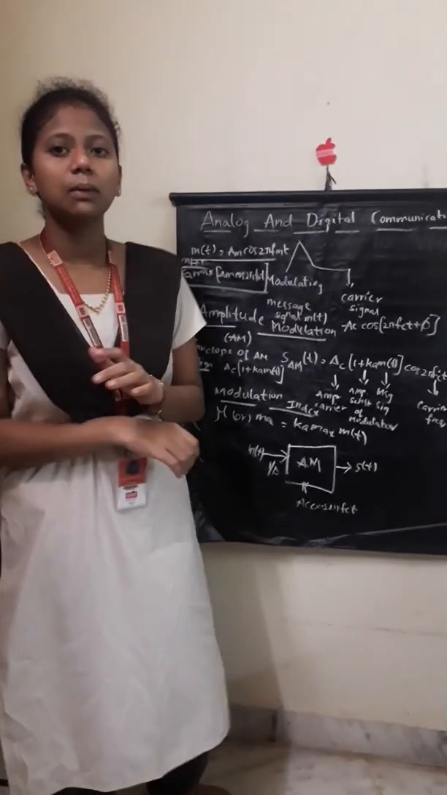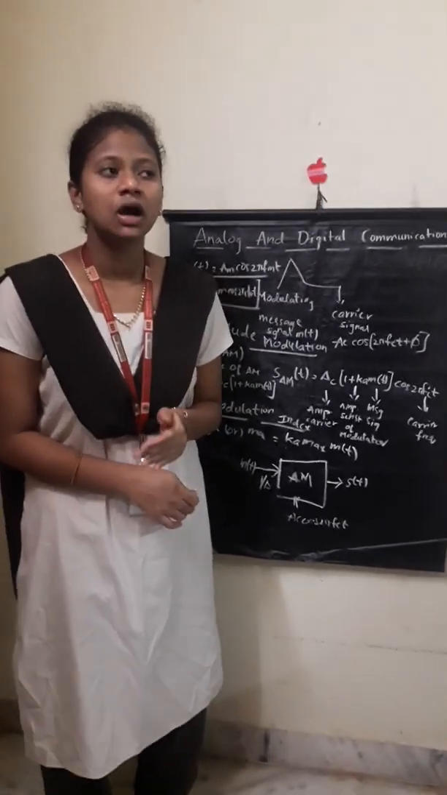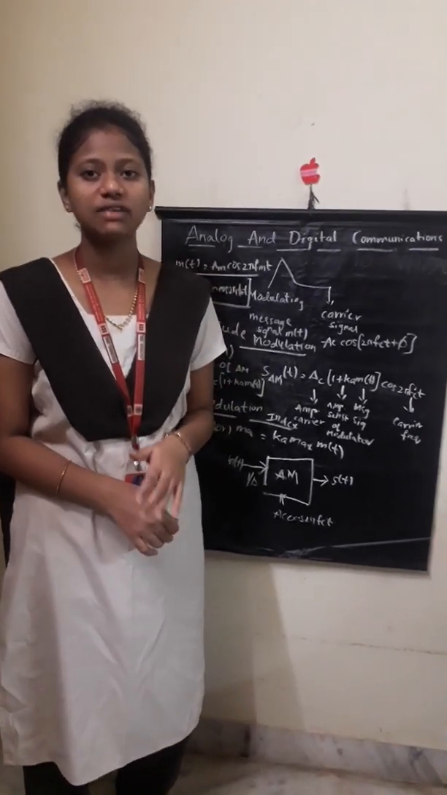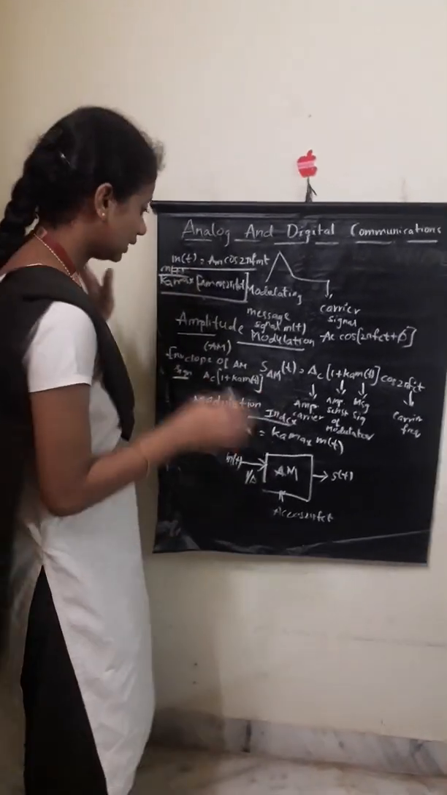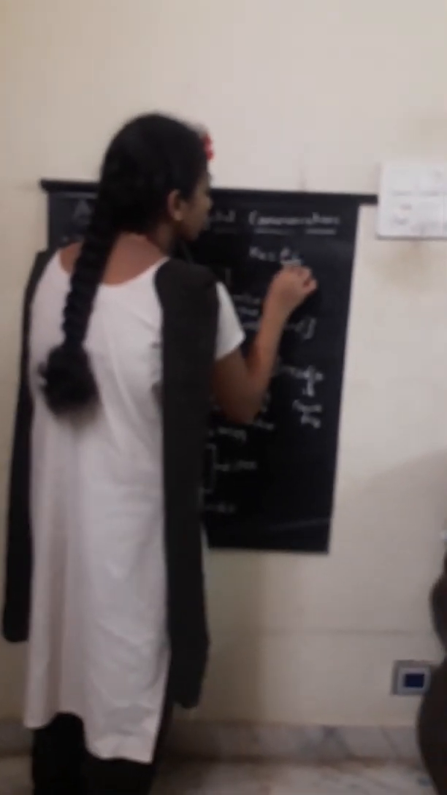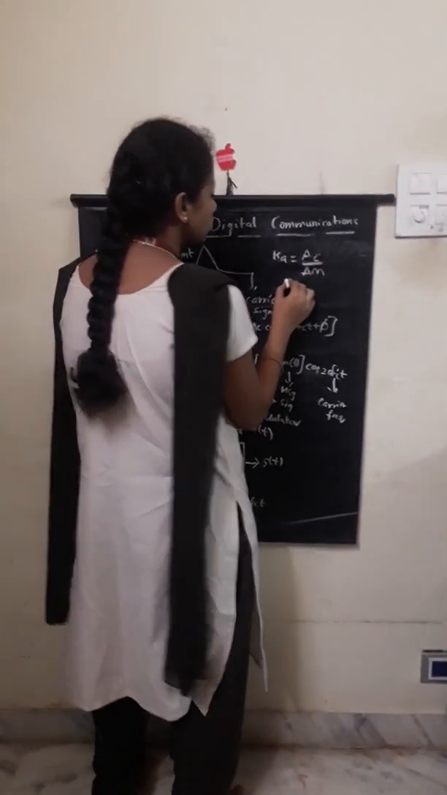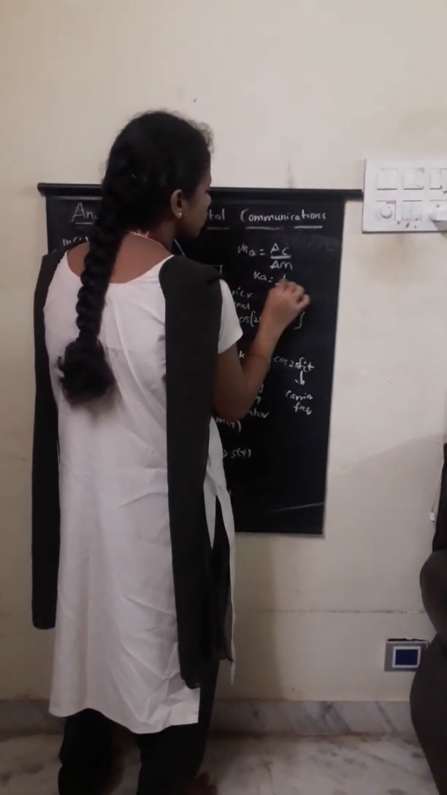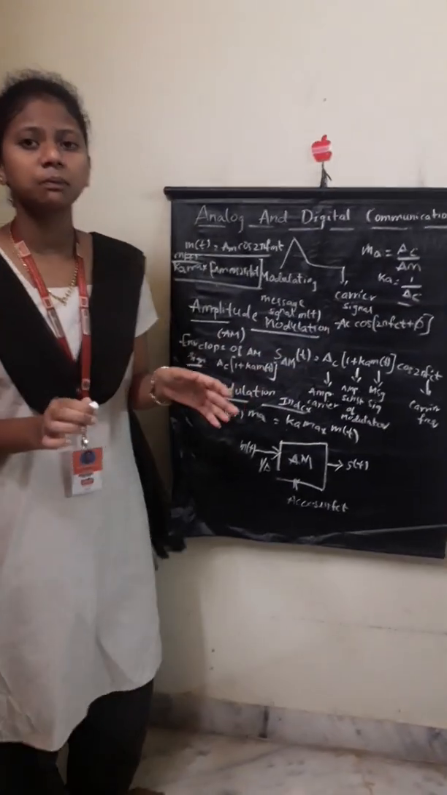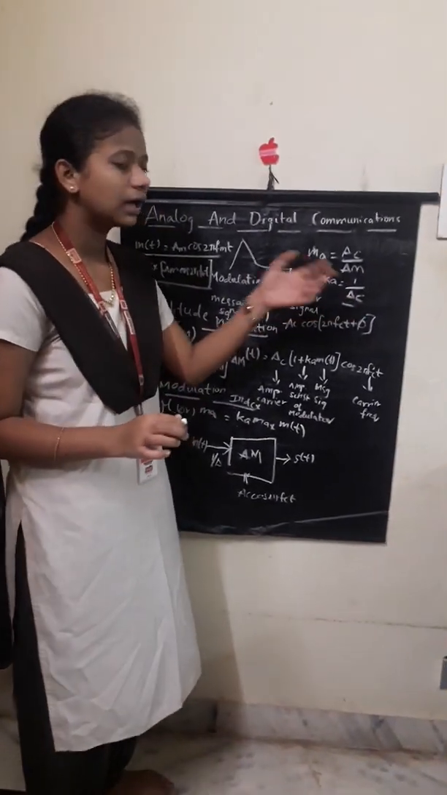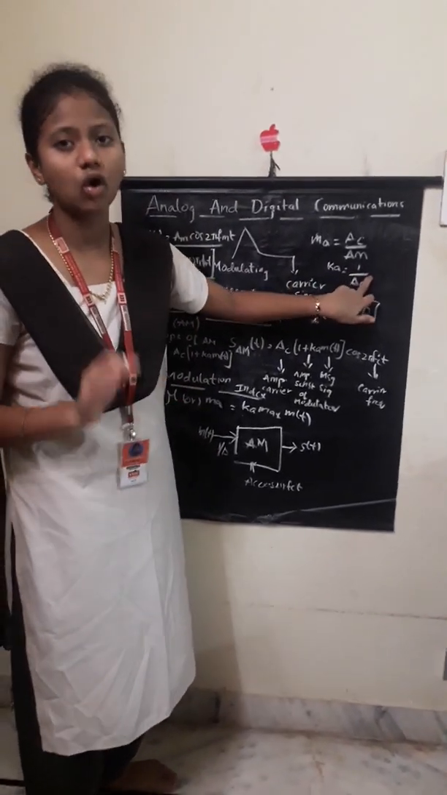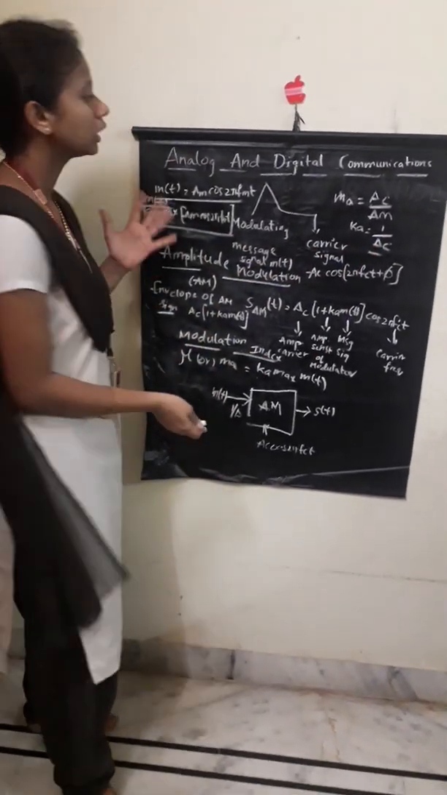Now the modulation index can also be defined as the ratio of the amplitude of the modulating signal to the amplitude of the carrier signal, that is mu equals Am by Ac, where Ka equals 1 by Ac. Suppose in some model problems, if they directly give Ka, then we should not consider this, because if we consider this, then we will get the wrong answer. So this is all about amplitude modulation.